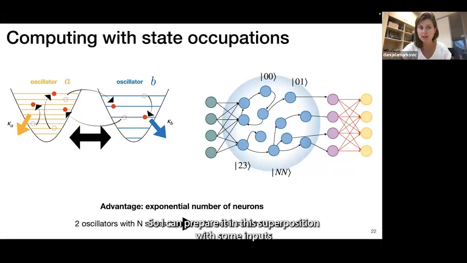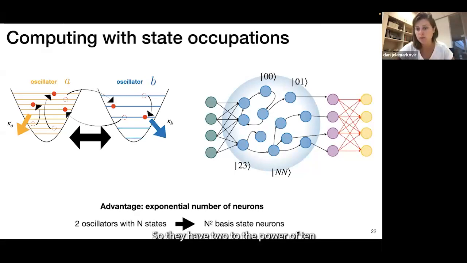So I can prepare it in this superposition with some inputs and then measure the probability to find it in each of these states, and these will be my outputs. So with just 2 oscillators, I can have up to 100 neurons, because I can realistically occupy states between 0 and 10 photons in each oscillator. So I have 2 to the power of 10 neurons.